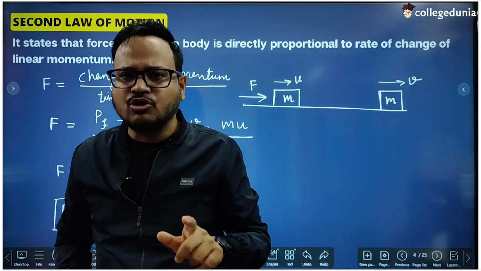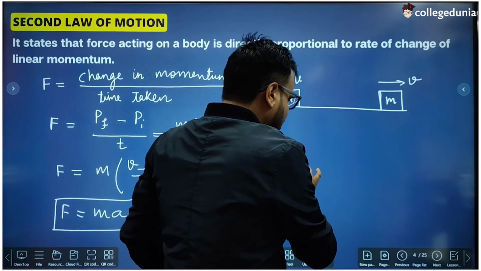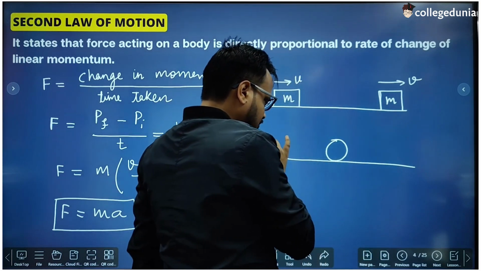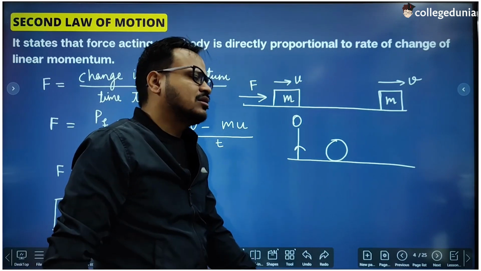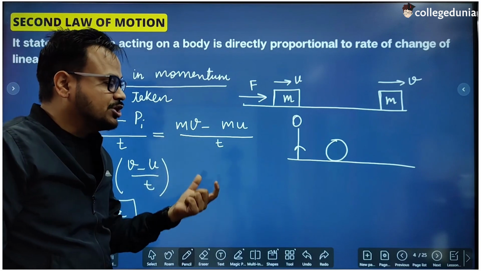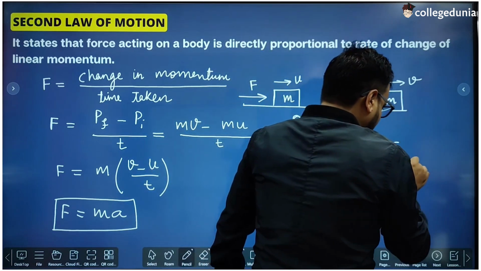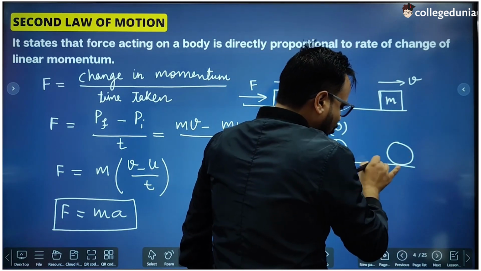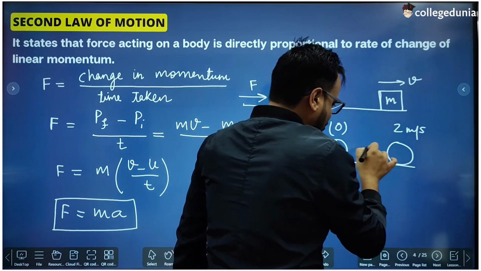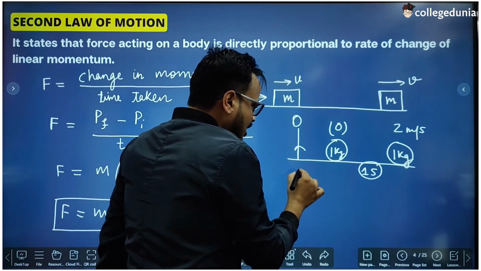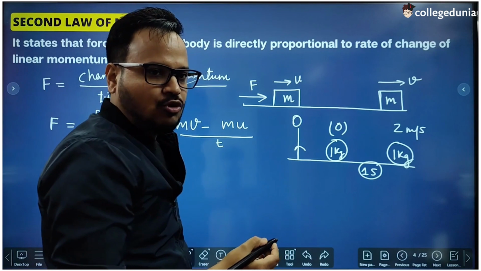So the more the force on the body, the more momentum change will occur in the body in a short span of time. For example, a football is kept here, and a man comes and kicks this football in a lazy attempt. What will happen if we note the velocity of the football after 1 second? Here the velocity is 0, and due to this lazy kick, suppose in 1 second the velocity becomes 2 meter per second, and the mass of the football was 1 kg. Then what is the force? Force comes out to be very small.